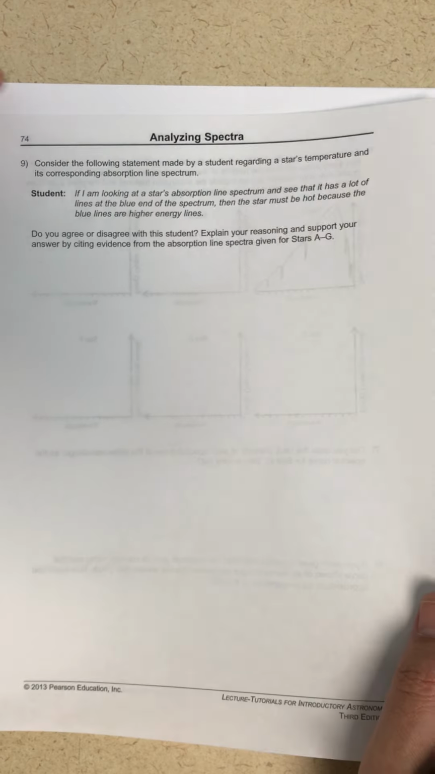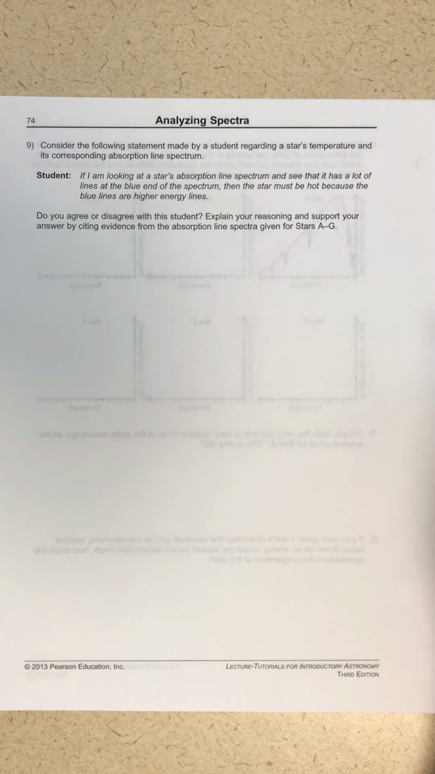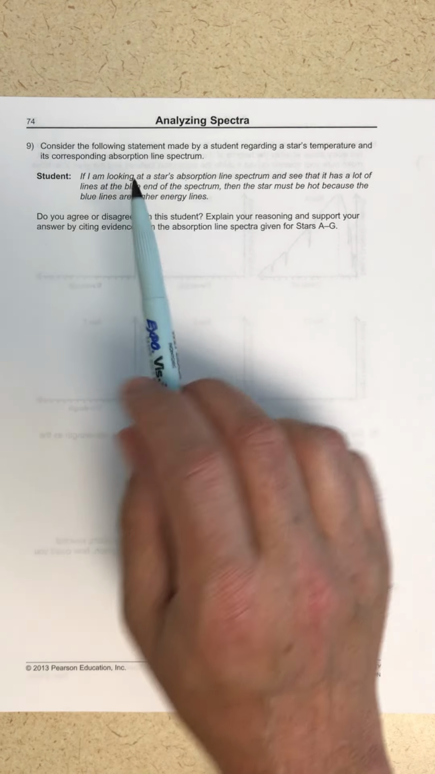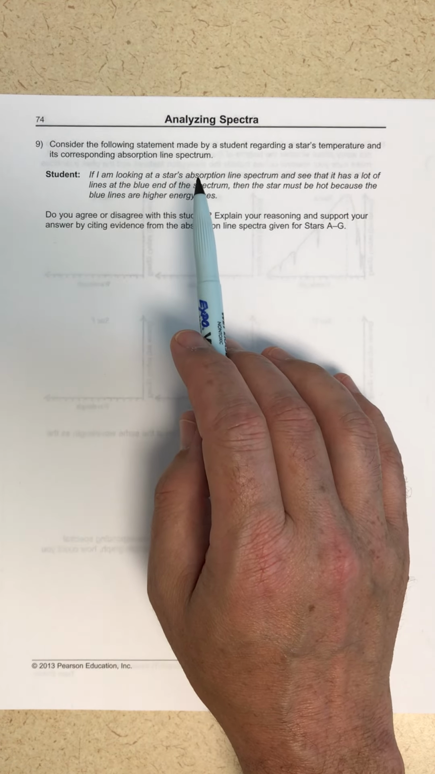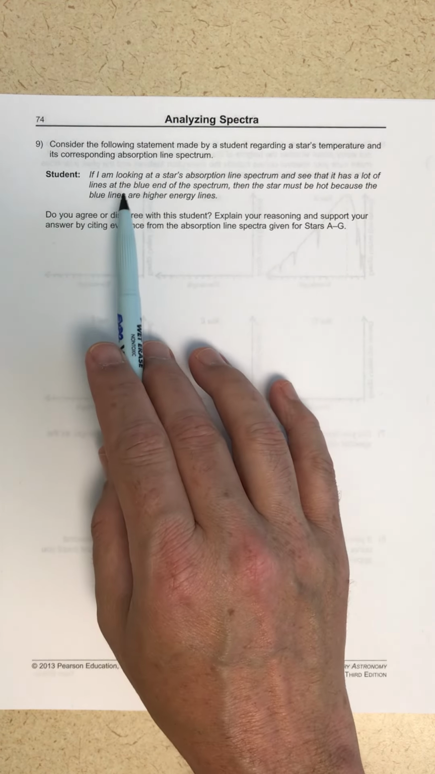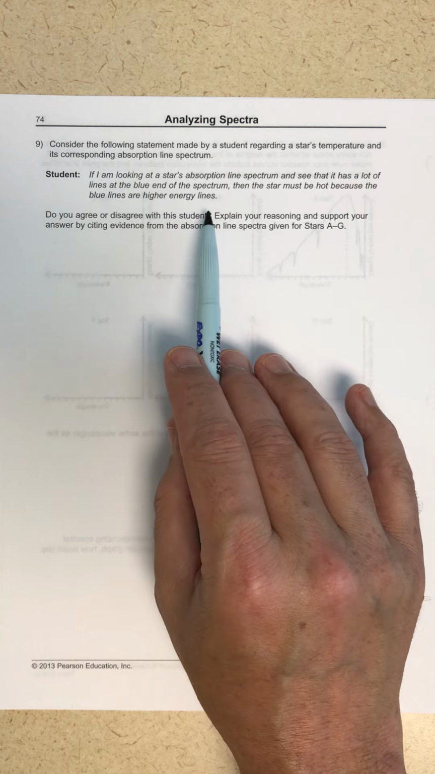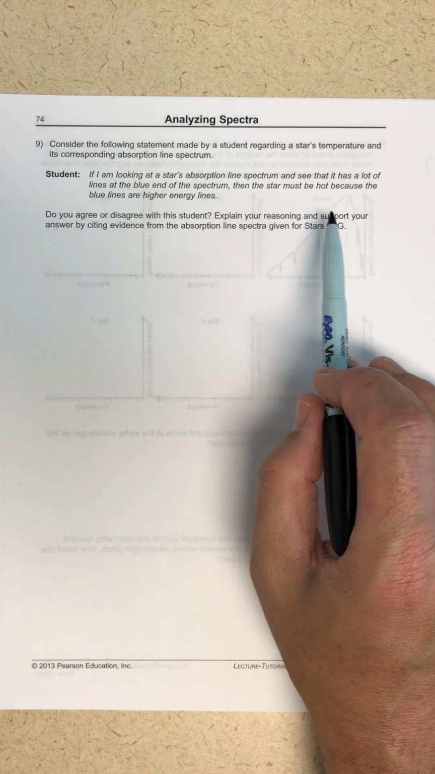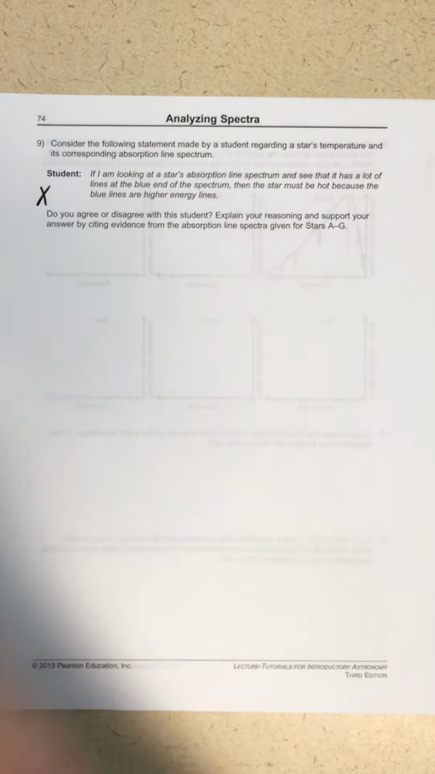All right, and then this time we have a student making a statement. Consider the following statement made by a student regarding a star's temperature and its corresponding absorption line spectrum. If I am looking at a star's absorption line spectrum and see that it has a lot of lines at the blue end of the spectrum, then the star must be hot because the blue lines are higher energy lines. And that, not true.